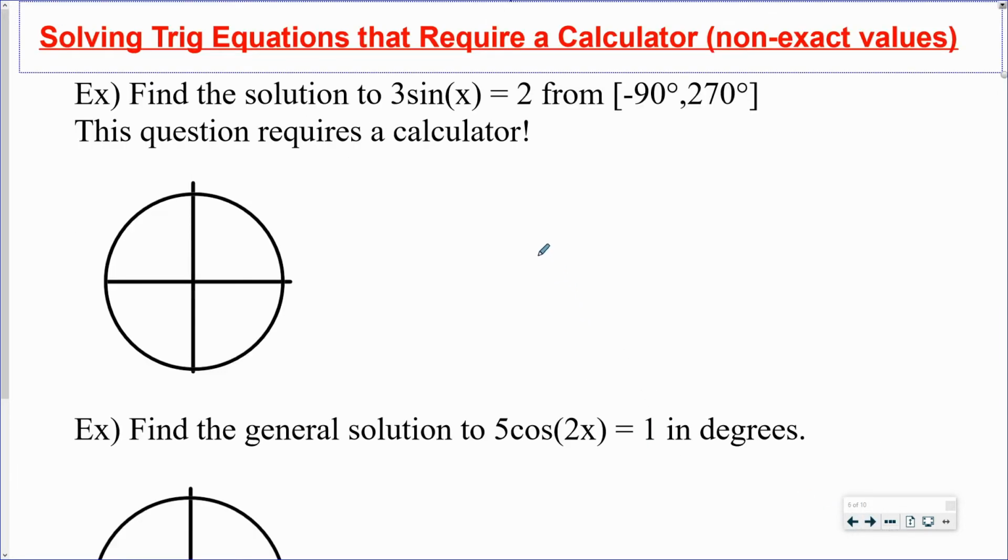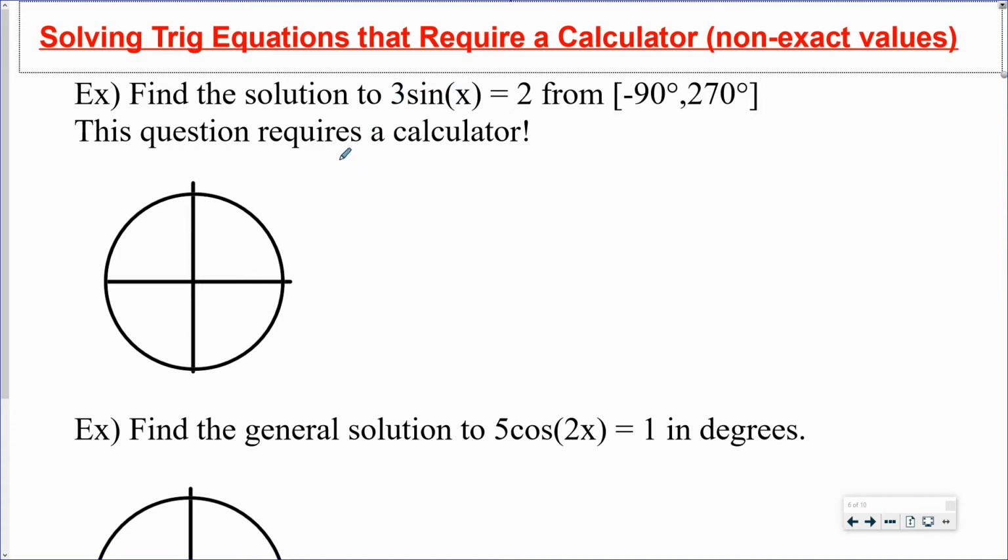All right. So 2 types of questions come up on the exam. Some of them are calculator questions, which are non-exact values, and then others are going to be exact value questions. So let's see here. Yes. So these ones here that I'm giving you now, these are calculator questions.